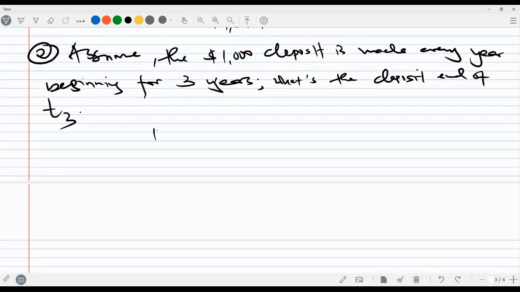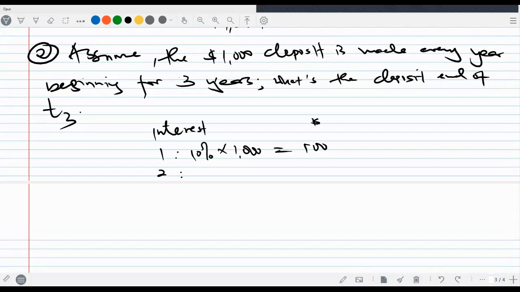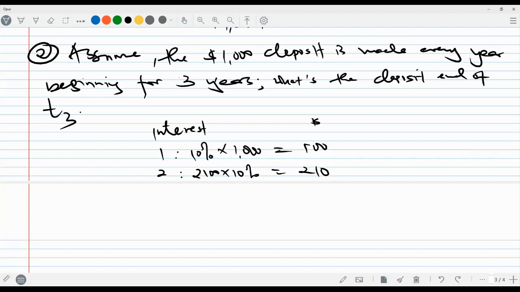Then the interest to be earned for year 1 will be 10% of the deposit for year 1, which is 1,000, to give us 100. For year 2, the total value of the investment is 2,000, because you have 1,000 for year 1 and 1,000 for year 2, plus the interest earned, 2,100 times 10% to give us 210. I hope that's clear. Every year you invest 1,000. Therefore, at the beginning of year 2, we have 1,000 for year 1 and 1,000 for year 2 plus the interest earned in year 1, which was 100.